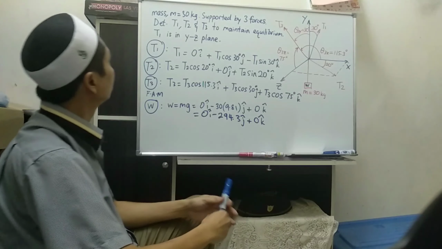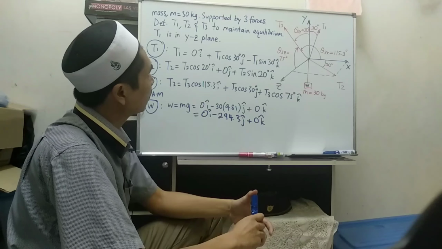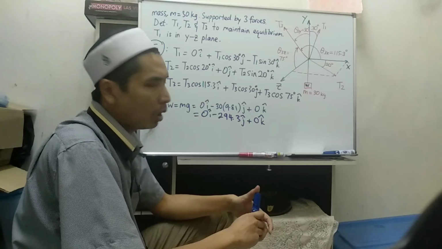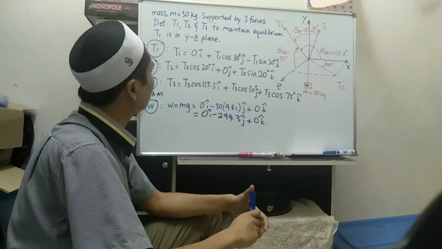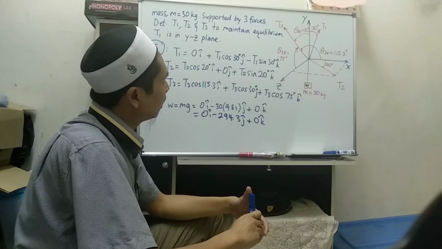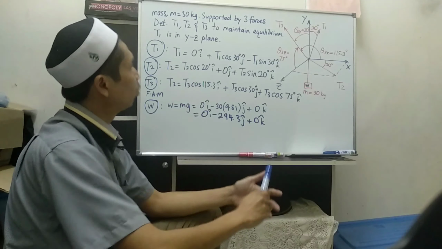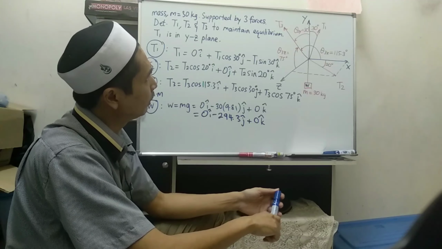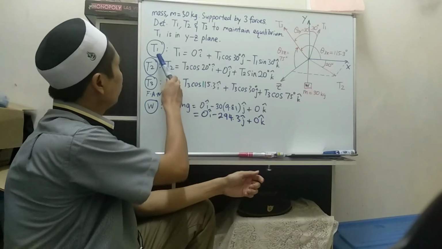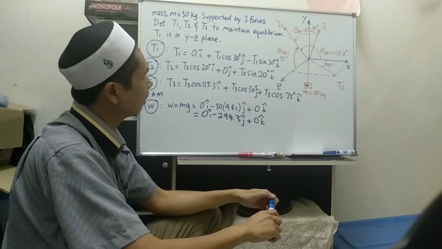So in this problem, we are given the mass is 30 kg and it is supported by the three forces, T1, T2 and T3, and we are asked to find T1, T2 and T3 in order to maintain the equilibrium of the system. And we are given that T1 is in the YZ plane, so we have to use that information. We can start with finding the component form of the force vector T1.